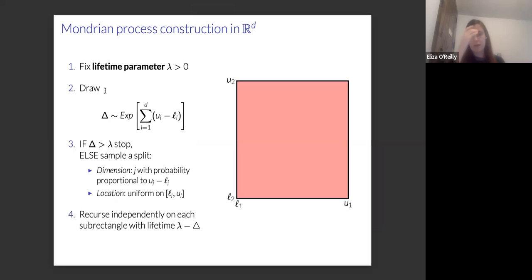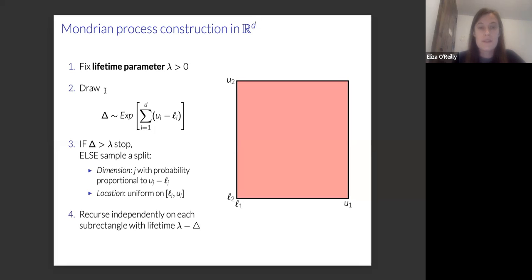So I just want to quickly go through their construction. We fix an axis-aligned box in R^d. And we also are going to fix a lifetime parameter. We want to think of this parameter really as a complexity parameter of the partition and of the resulting estimators that we're going to construct from the partition.